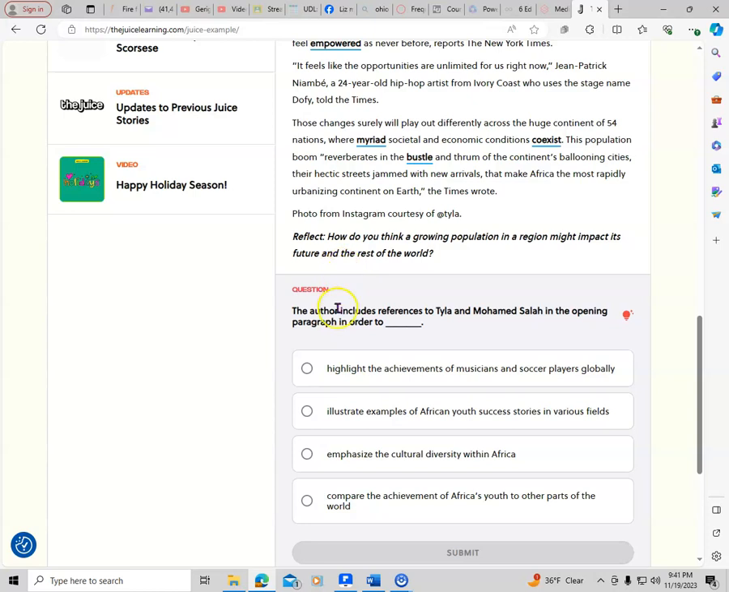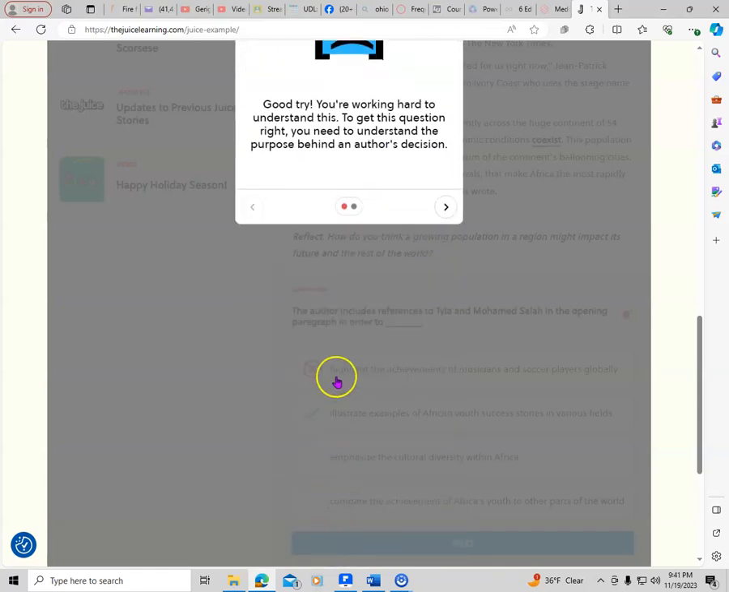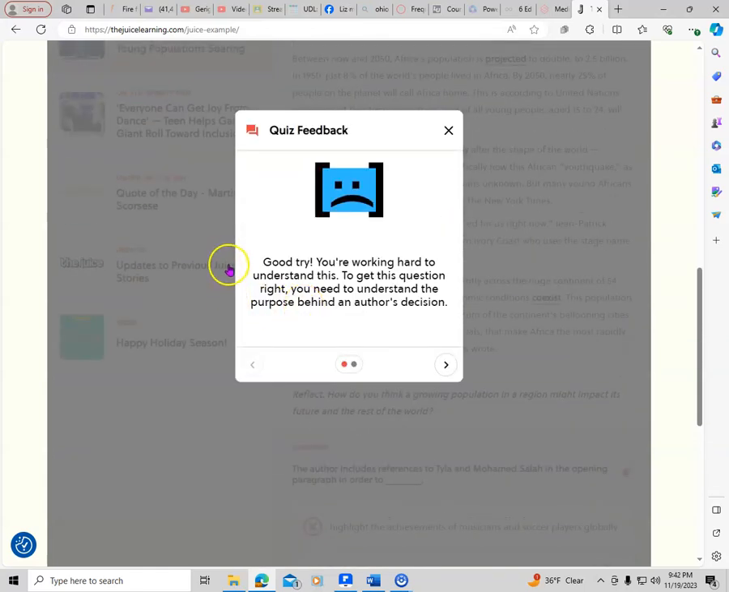And a correct answer gives you a smiley face, and an incorrect answer gives you this. Good try. You're working hard to understand this. To get this question right, you need to understand the purpose behind the author's decision.